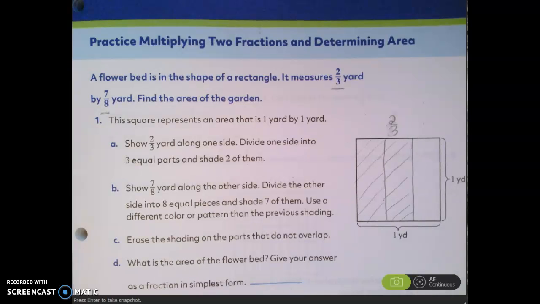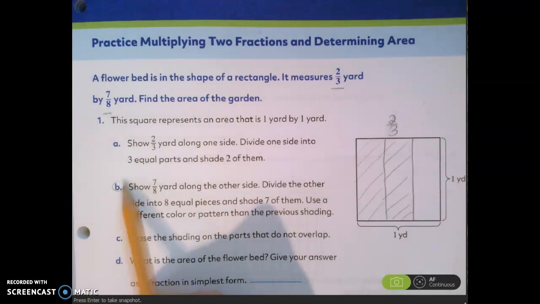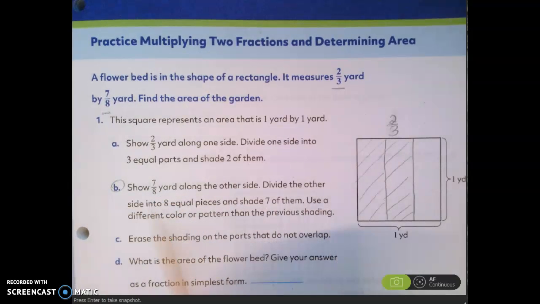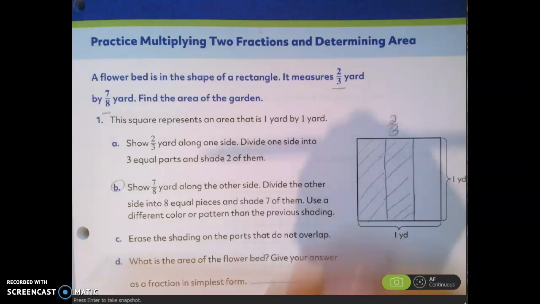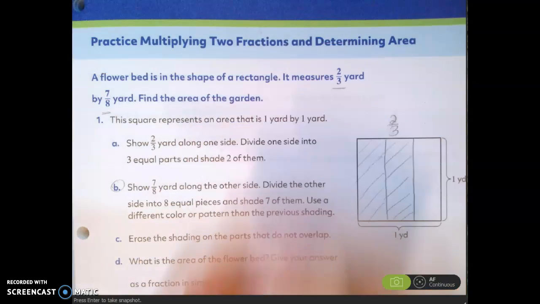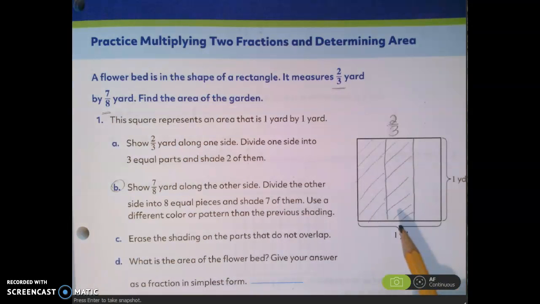Now here's where it can be a little bit tricky. The next step is to show 7/8 of a yard along my other side. So this time I'm going to work horizontally. I'm going to divide into 8 equal pieces and then shade 7 of those. So use a different color or pattern so that we can tell the difference.